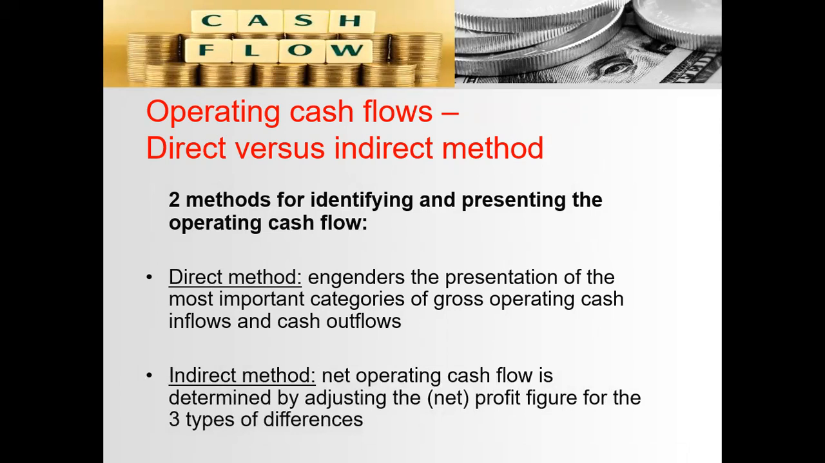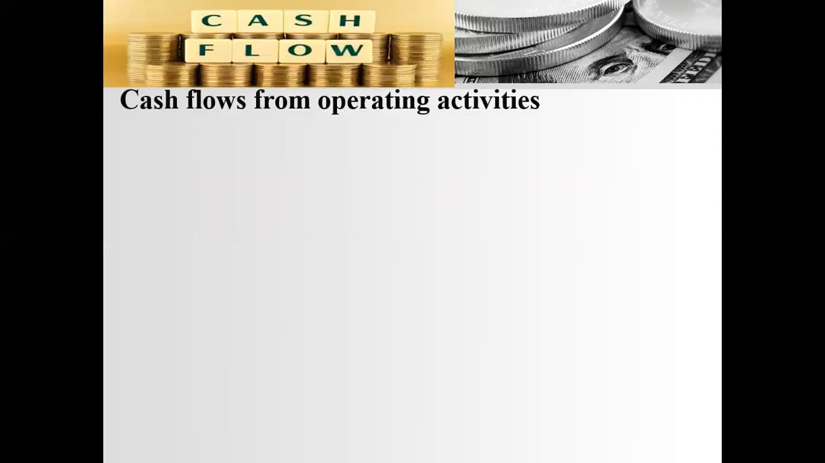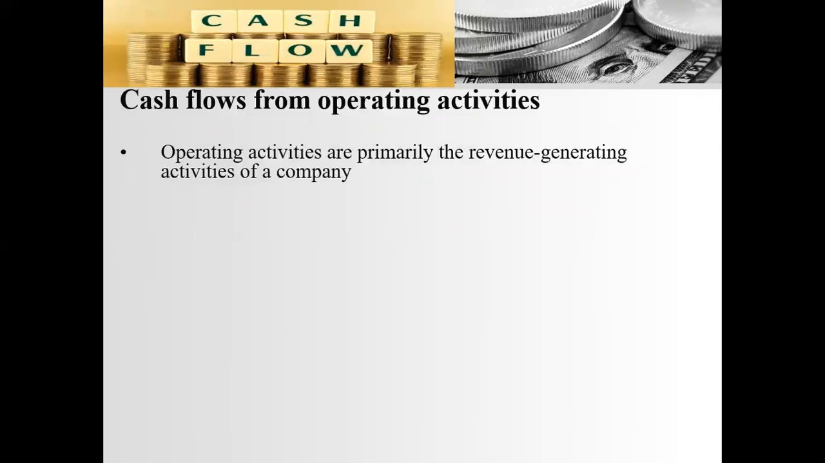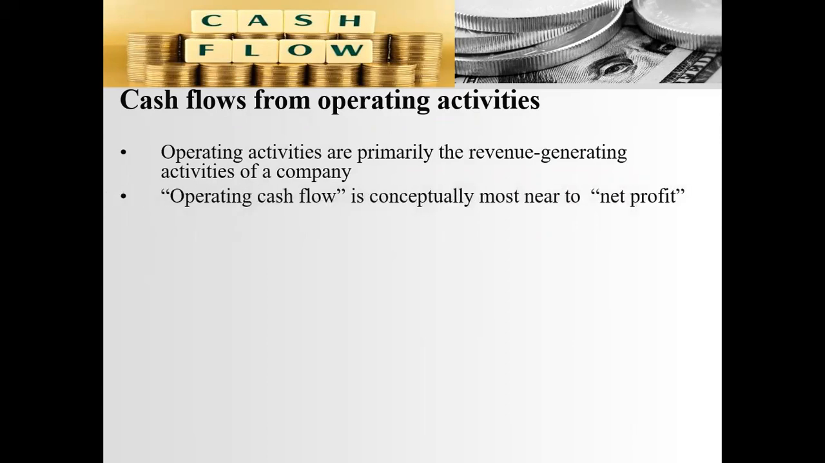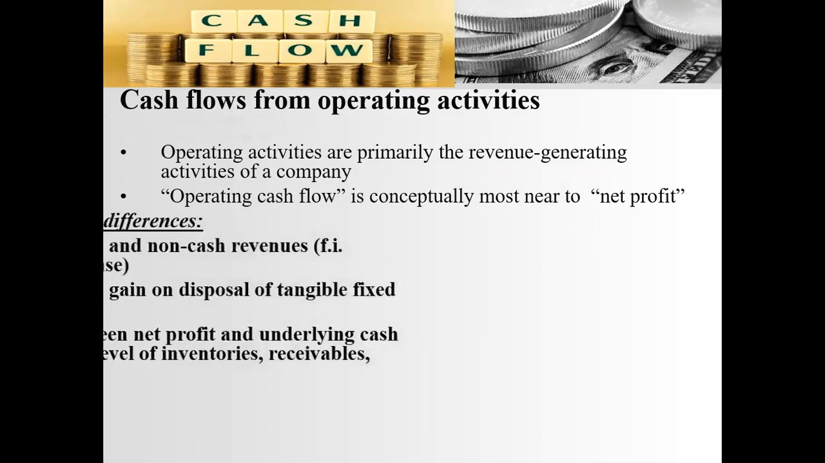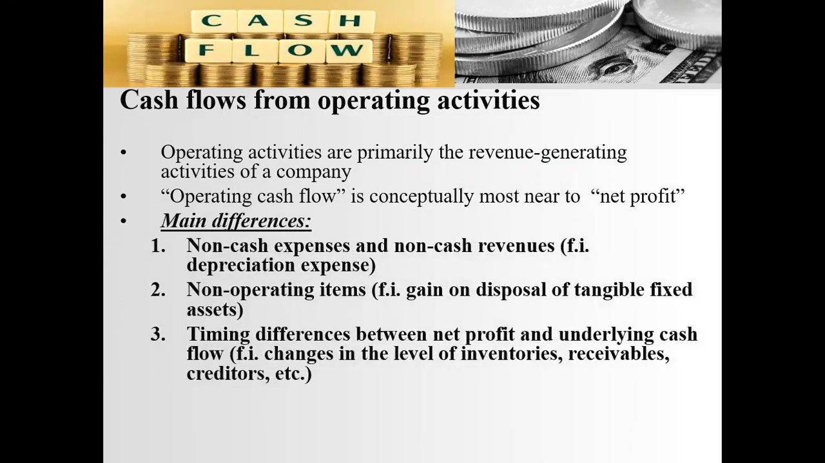What we are going to focus on today is the indirect method, which consists of three types of differences. The cash flow from operating activities is primarily the revenue generated from the activity of a company. Operating cash flow is conceptually near to the net profit, and it can be adjusted for the non-cash expenses. So what are the non-cash expenses? The depreciation, because it is a non-cash item, just recorded in the recording systems.